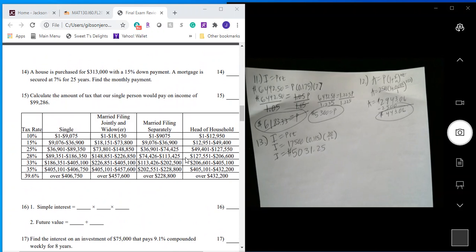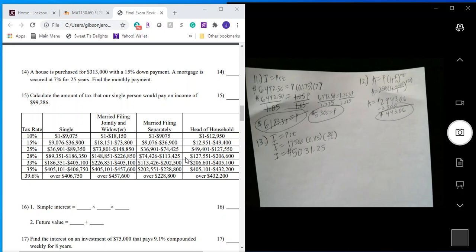Now we go here to problem 14. It says a house is purchased for $313,000 with a 15% down payment. A mortgage is secured at 7% for 25 years. Find the monthly payment. Now, we have a few things going on here that we have to look at. One, we have to look at the monthly payment formula, and we also have to deal with the fact that there is a down payment.